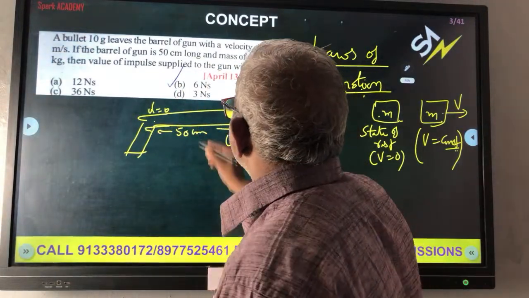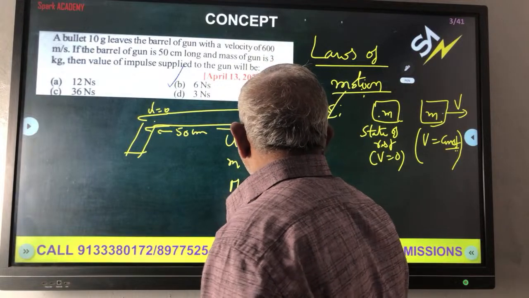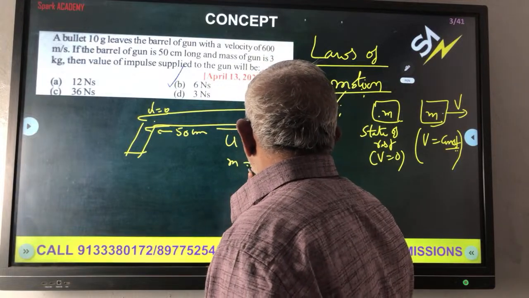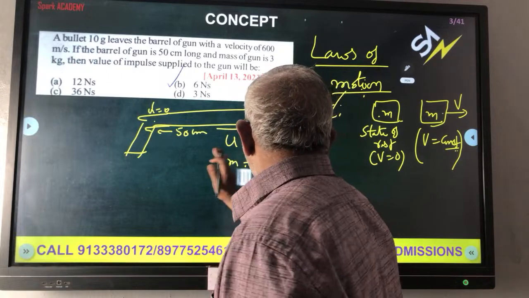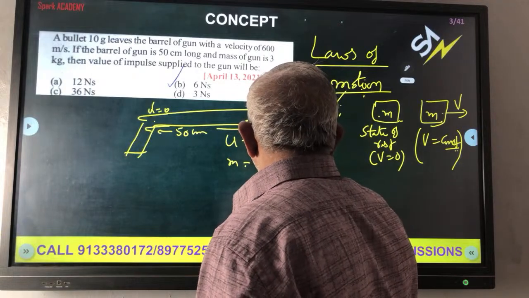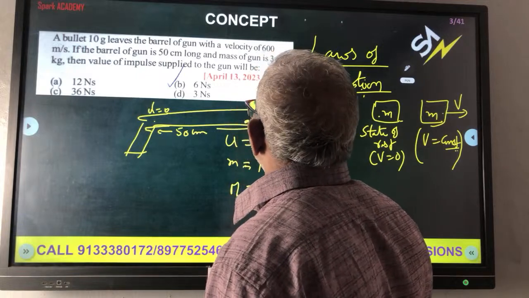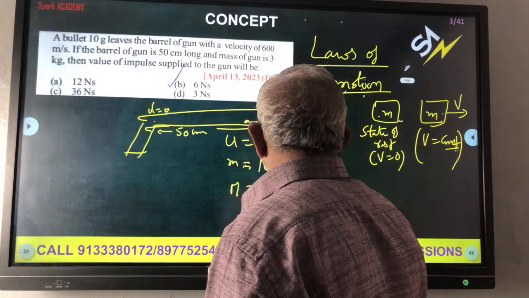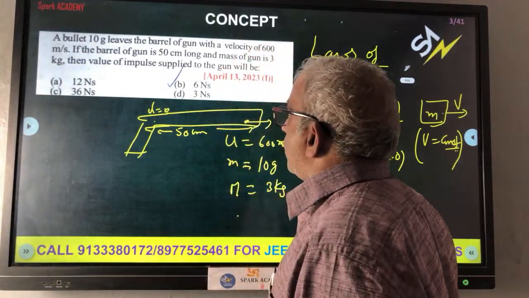The mass of the bullet is 10 grams. And what is the mass of the gun? The capital mass of the gun is nothing but 3 kgs. Okay, friends, now what is being asked?